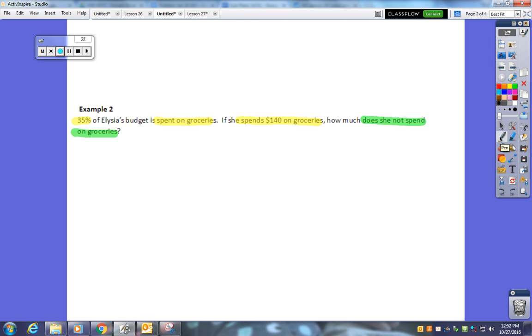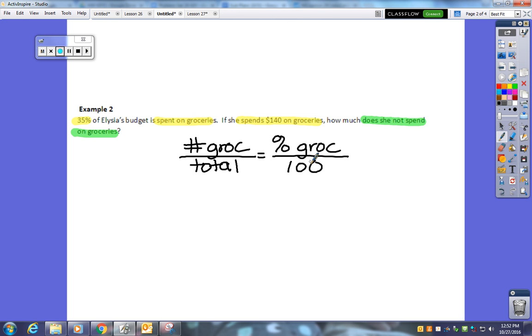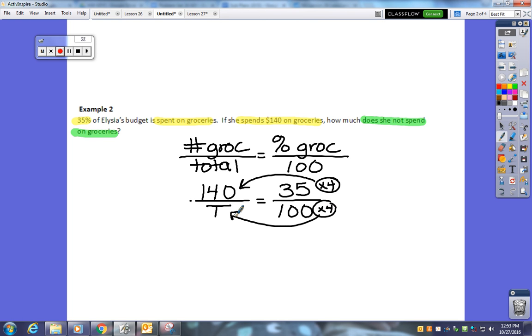So in this case, we are using the number spent on groceries over the total, setting that up equal to the percent spent on groceries over 100. The amount spent on groceries is 140. We don't know the total amount that she spends yet. The percent spent on groceries is 35, and that goes over 100. 35 times 4 is 140. So 100 times 4 tells us the total amount.